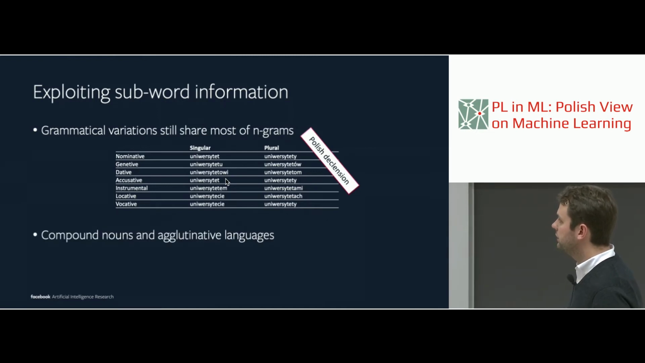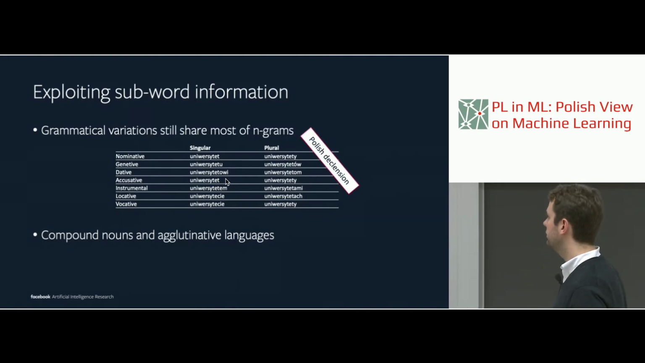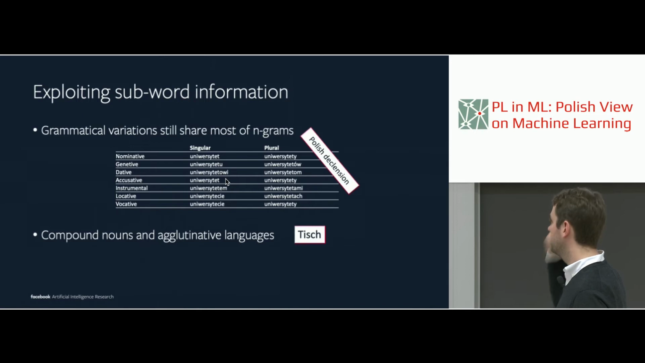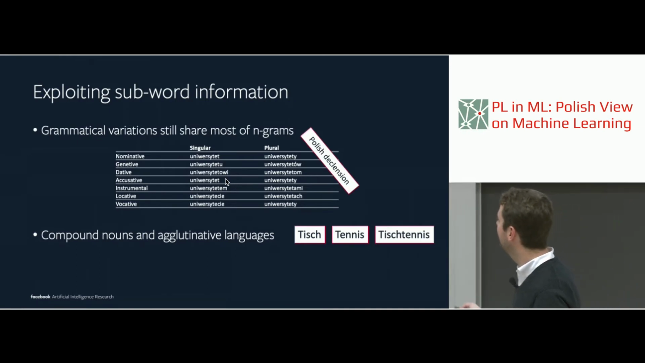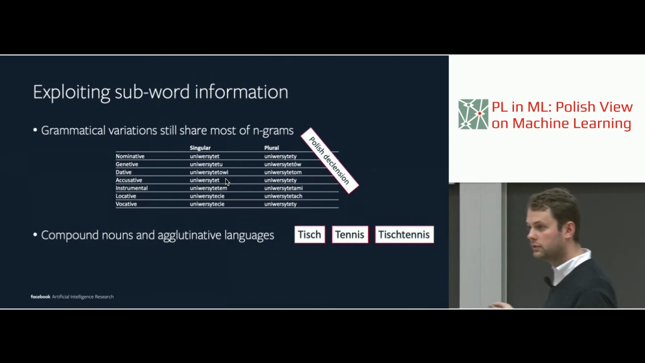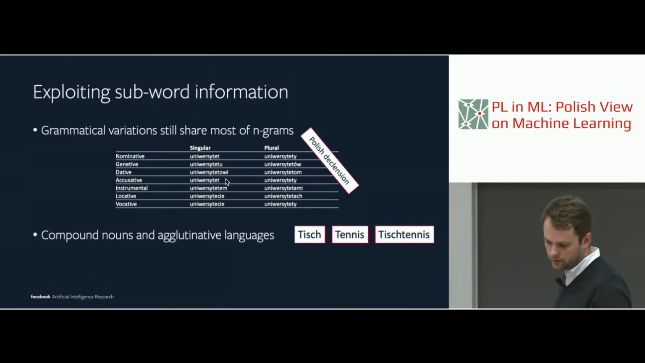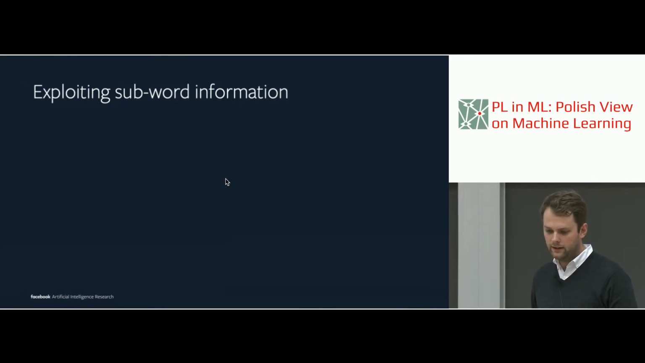And the second thing is that compound nouns and agglutinative languages could benefit from that. For instance, German, if you have Tisch, which means table, and tennis, which is tennis, Tischtennis is playing tennis on the table, so basically ping pong. And you want this thing to have parameters which are shared with these 2 because you don't want to learn everything from scratch. So we basically want to exploit morphology and use the character sequence within a word to represent the word. So how do we do that?